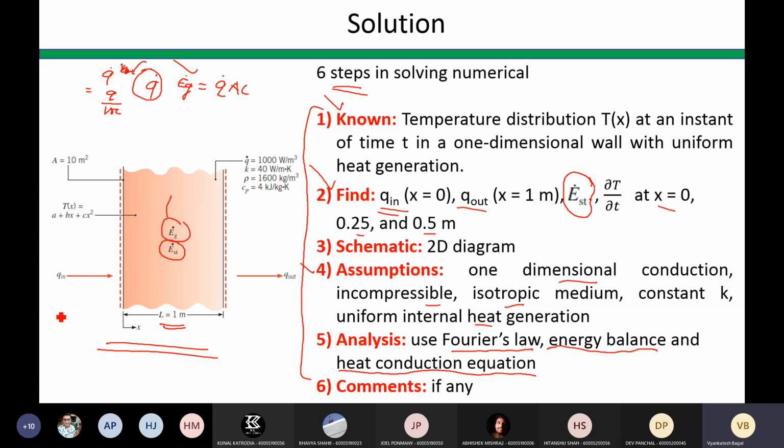I will find out Q in first. This is the rate of heat transfer entering through this slab. So we will use Fourier's law of heat conduction, right? So we will write Q in as minus kA dT/dx. Now this is at Q in, this x is equal to 0 and here x is equal to L, right? So I will write this dT/dx means temperature gradient at this level, means at x equal to 0.